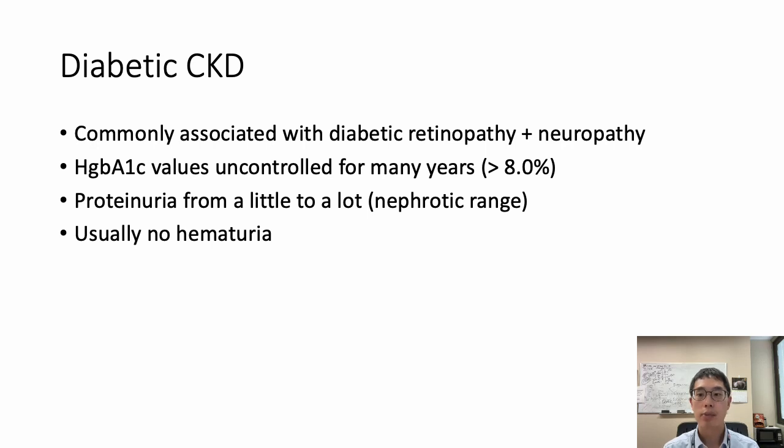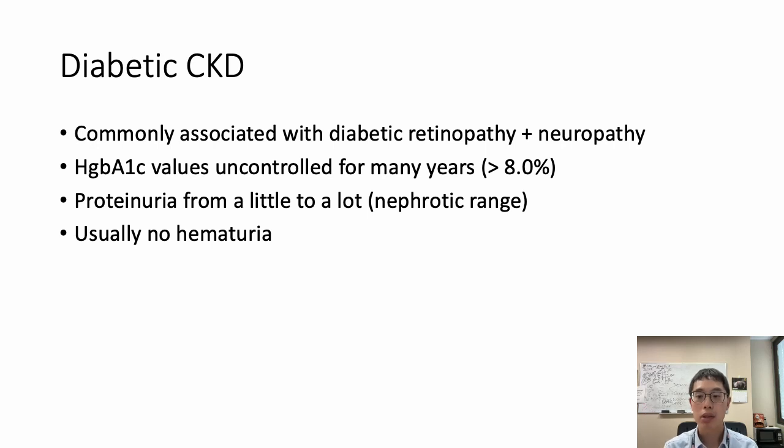What is the pattern that we expect when we see patients with chronic kidney disease due to diabetes? Many of these patients do have associated diabetic changes to their eyes and nervous system, which results in diabetic retinopathy and diabetic neuropathy. Most of these patients have hemoglobin A1C values that have been uncontrolled for many years, especially above 8%. Patients who have A1C values that are even higher than this have a higher risk of progression of kidney disease, and a lot of times they will develop kidney failure over the course of 5 to 10 years.